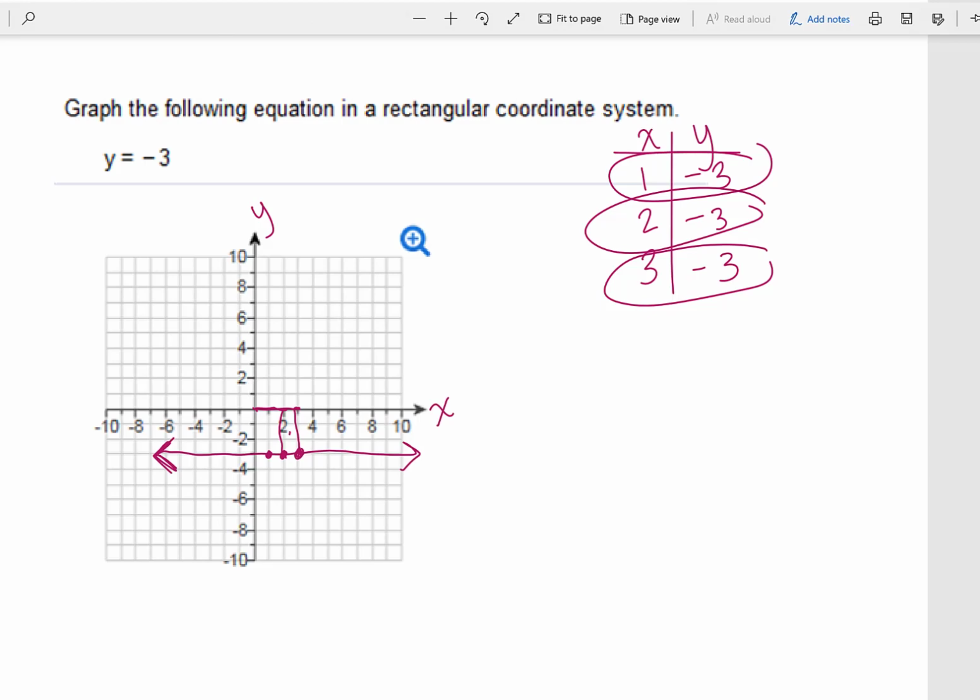This horizontal line. Whenever you have an equation that's y equals a constant, so y equals 5, y equals 100, y equals -25, if it is in that form, it will always be a horizontal line, always. And the slope will always be 0, which we saw in the first part of this section.